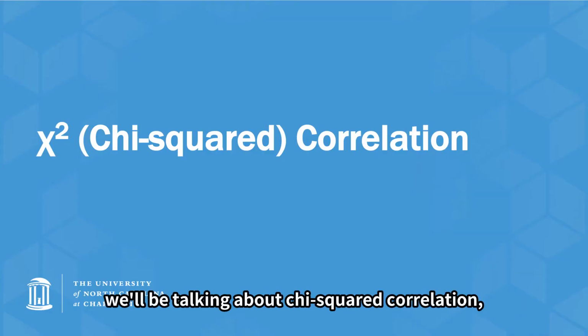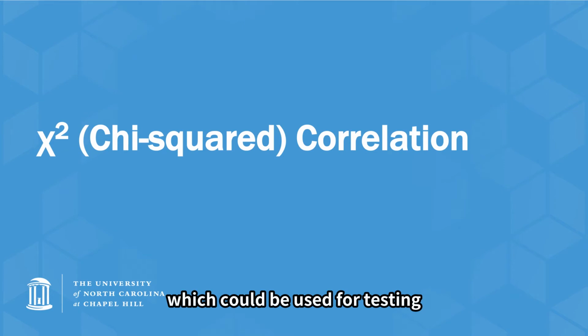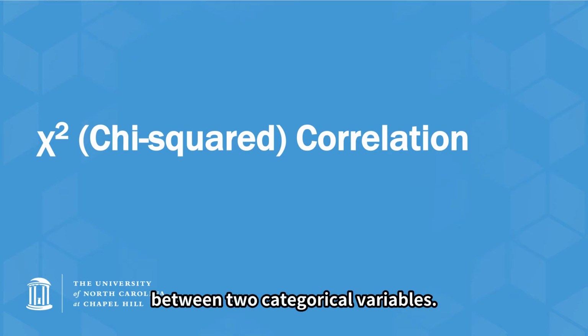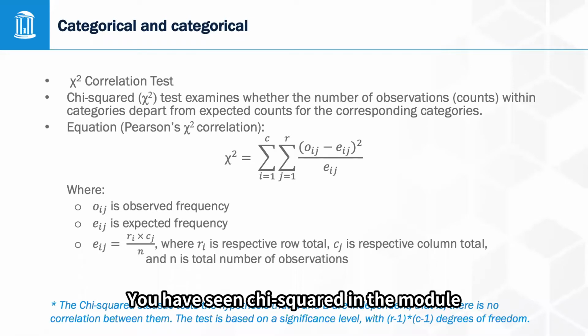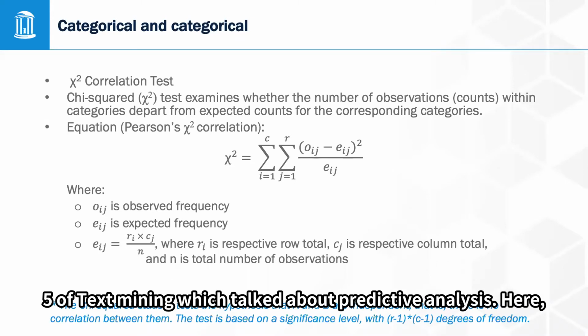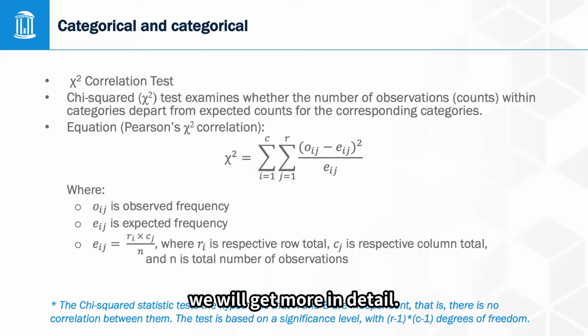In this section, we'll be talking about chi-square correlation, which could be used for testing between two categorical variables. You have seen chi-square in Module 5 of Text Many, which talked about predictive analysis. Here we will get more in detail.